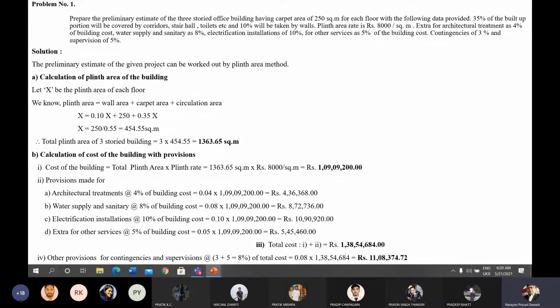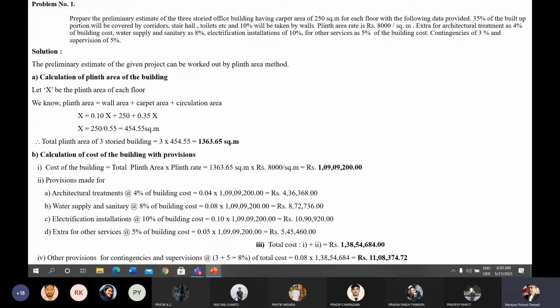Similarly, extra for other services, which is given as 5% of the building cost, that will give the value of 5,45,460.00 rupees. And if you add all these items from 1 and 2, you will get the value of 1,38,54,684.00 rupees. And the contingencies and the supervisions are provided later for the total cost.